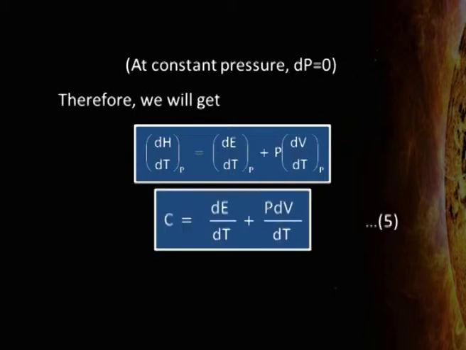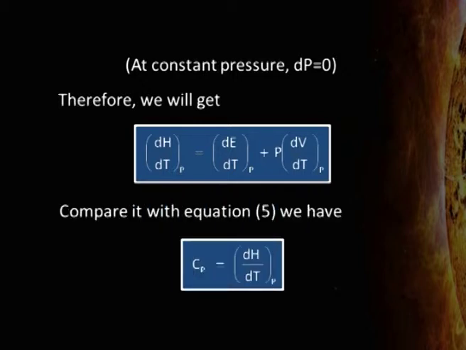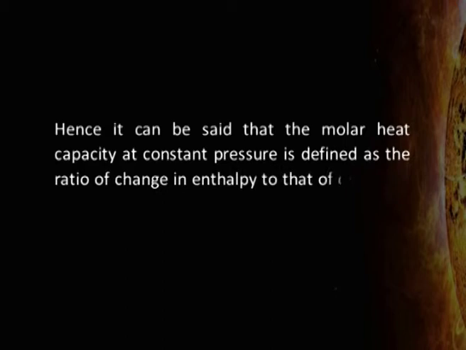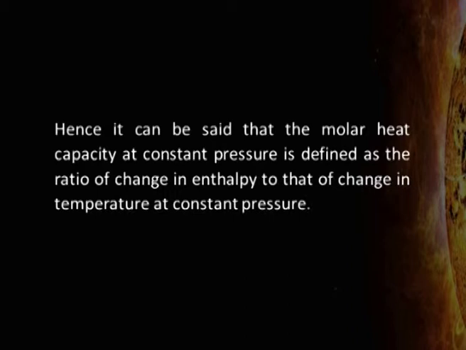Now, comparing this equation with equation number 5, we will get Cp equal to dH by dt at constant pressure. Hence, it can be said that the molar heat capacity at constant pressure is defined as the ratio of change in enthalpy to that of change in temperature at constant pressure.